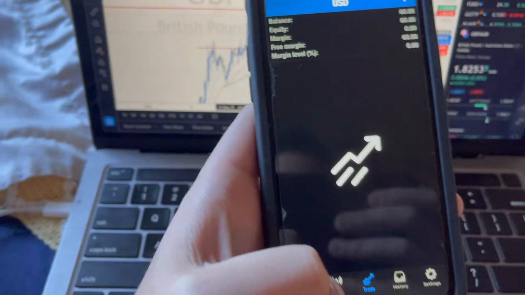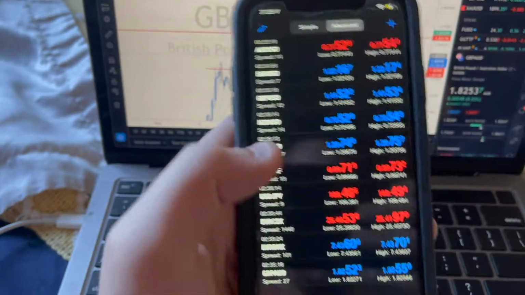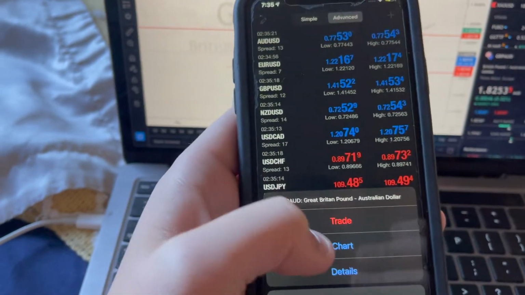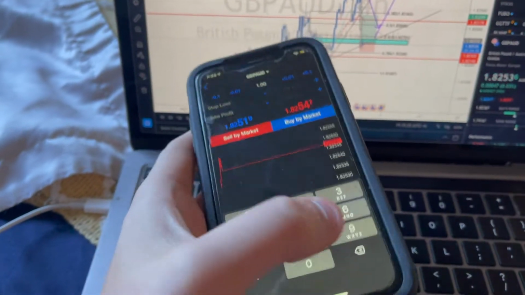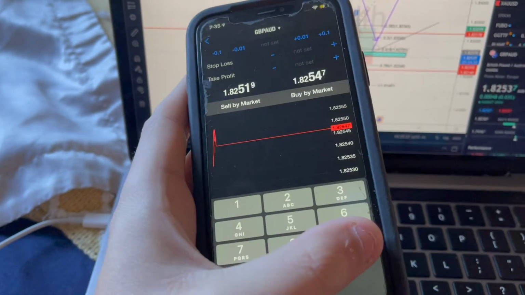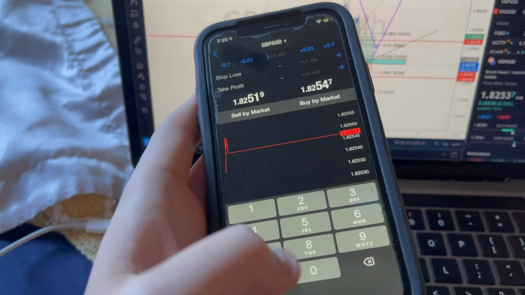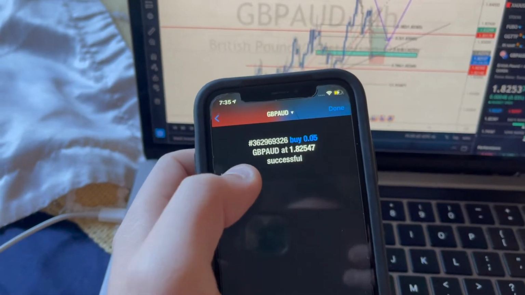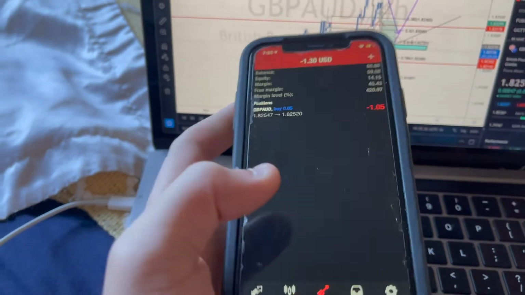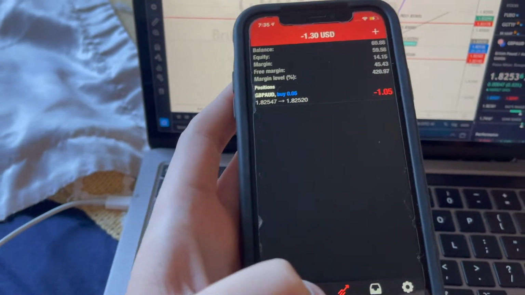We see we got a $60 account. We're going to go over to GBP AUD, trade, and this is not a big account, so I'm going to do a 0.05. And then the price can come down a little bit more. We'll get like a 0.02 in and then let that one ride. So I got to wait for this trade to play out, but I'll see you guys in like 2 seconds. Peace.